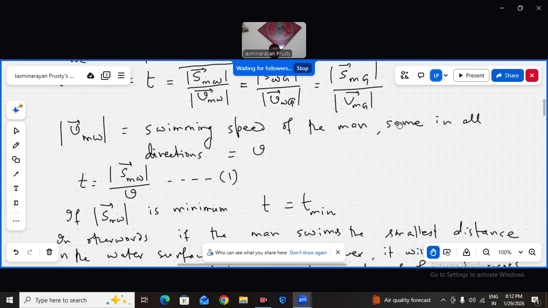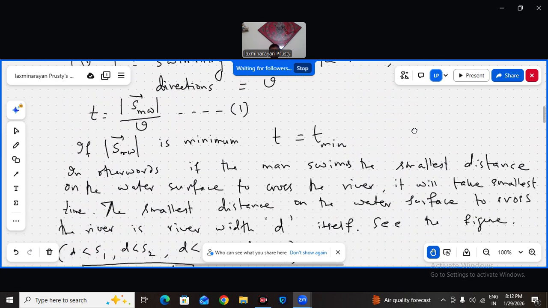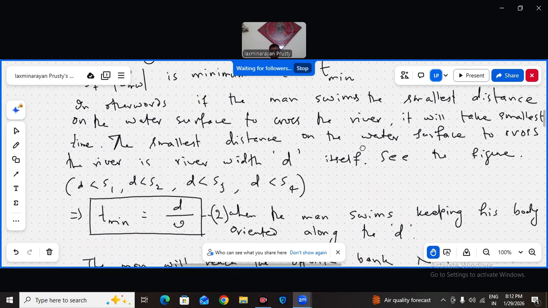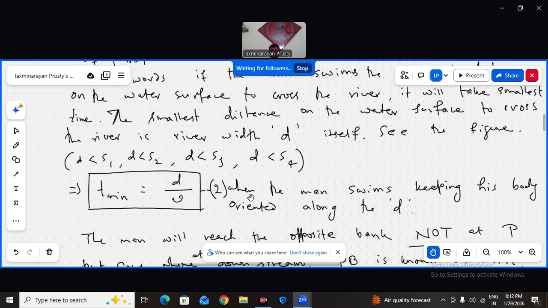Okay. So the smallest distance will be SMW, the smallest distance will be D. So T minimum will be D by V. That is equation 2, when the man swims keeping his body oriented along D.